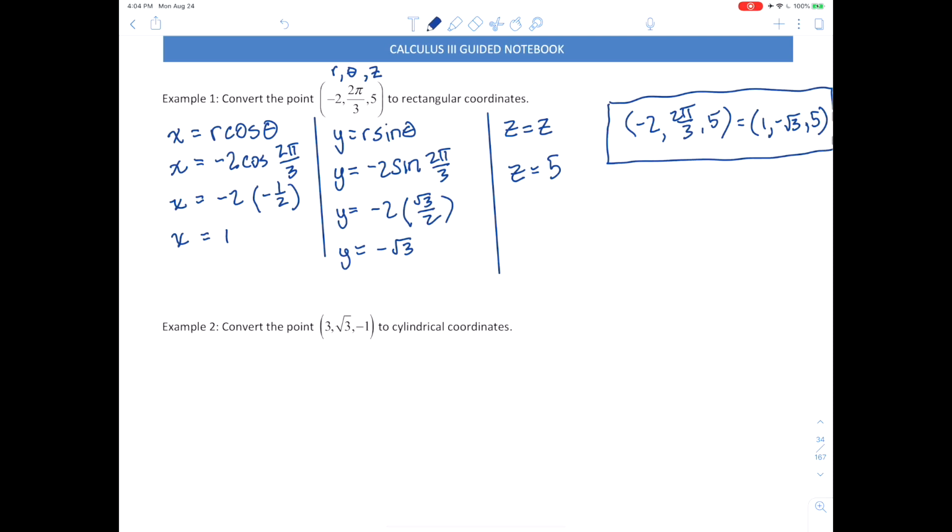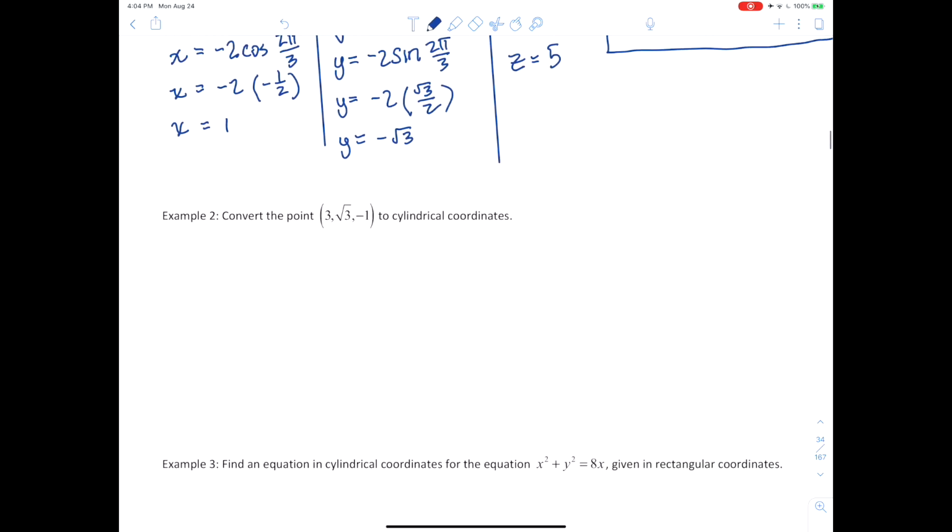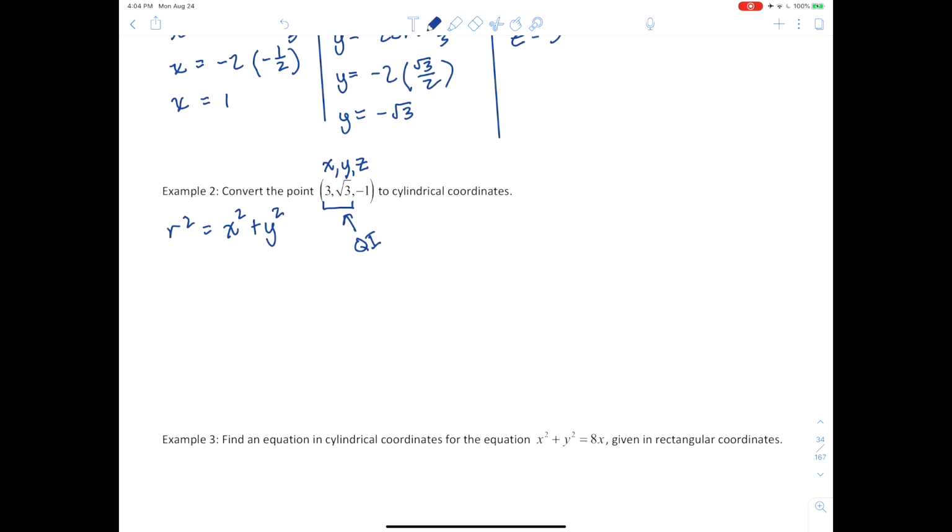All right. So next up, let's convert 3, √3, -1 to cylindrical coordinates. So here we want to use r squared is equal to x squared plus y squared as one of our tools, right? And this is x, y, and z. Now, what quadrant would these two be in? 3, √3. They're both positive, so do you see that would be in quadrant 1 for the xy plane part of it? So we'll keep that in mind.